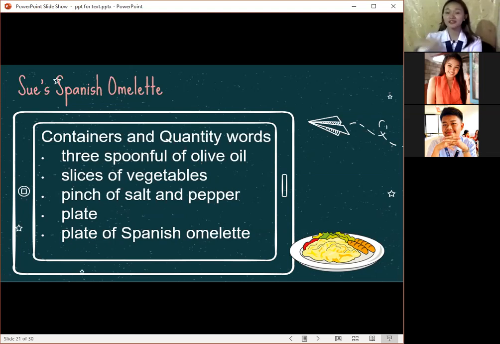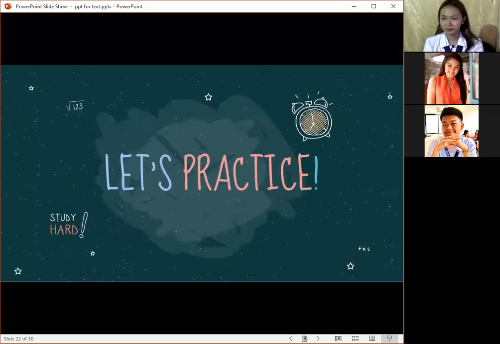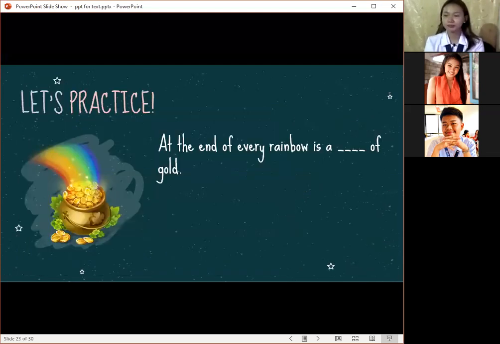Now, let's check if both of you mastered containers and quantities by filling in the blanks with the best container or quantity to be used in the sentences that I will give you. Don't worry, because you will have 3 choices to choose from. Are you guys ready for our next activity? Yes, ma'am. Okay, let's practice.